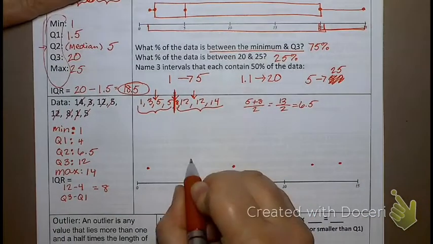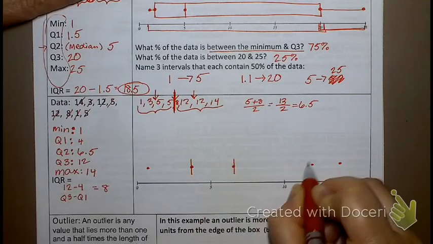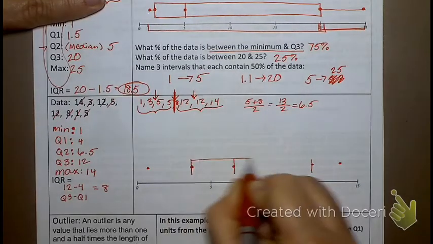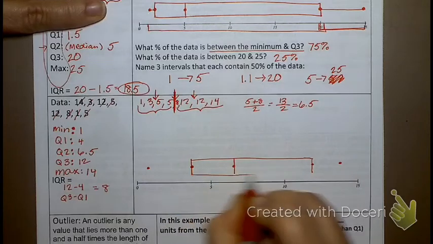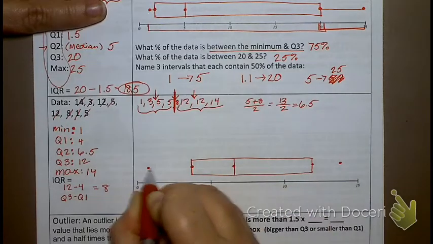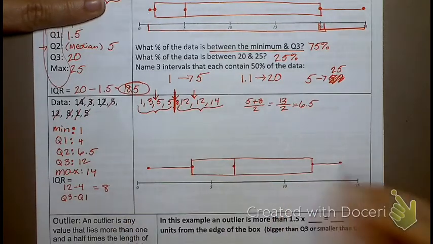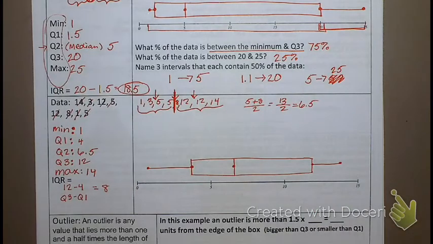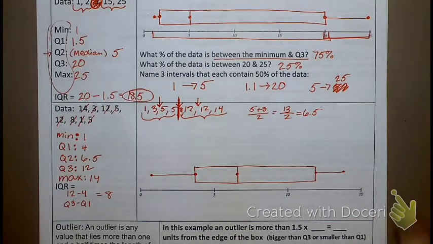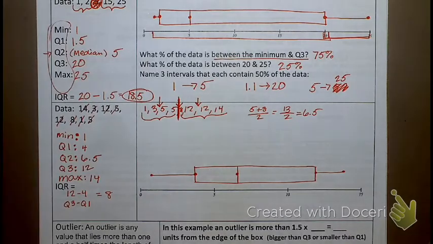So again, through the middle 3 points, draw your vertical lines. Connect the tops. Connect the bottoms. And then draw in your whiskers. Notice that this one looks a little different than the one up above. Why does it look a little different? How does it look a little different?